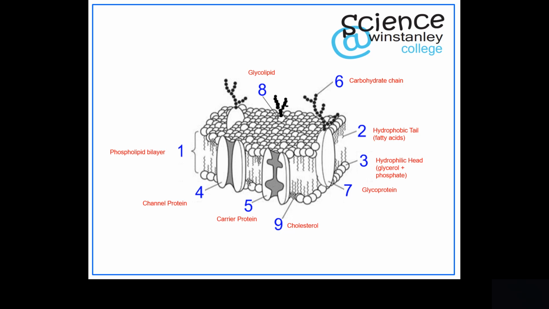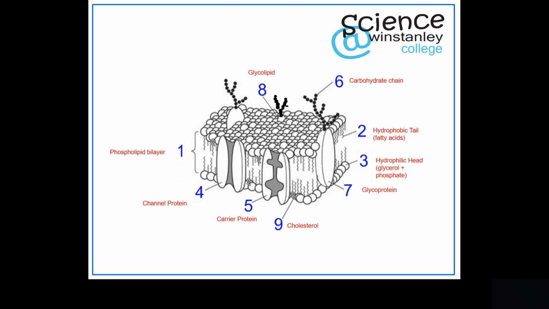Channels, quite simply, think of it like a channel. They can open and they can close. That's all they can do. And they can open to allow things through, and they can close to stop things from moving. So in a way, you can use your channel proteins to regulate how quickly something can enter a cell or exit from a cell.